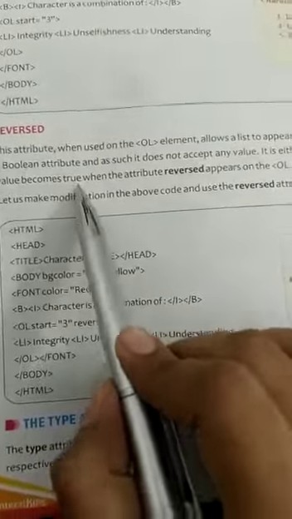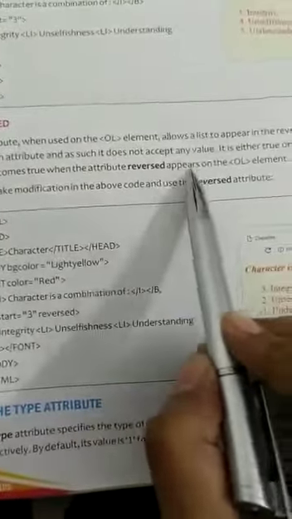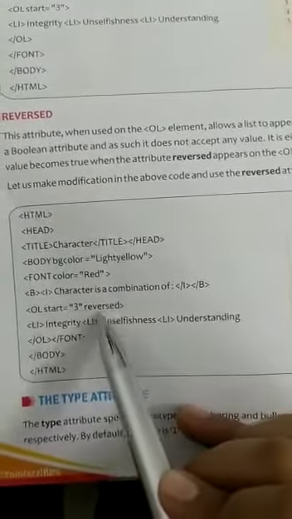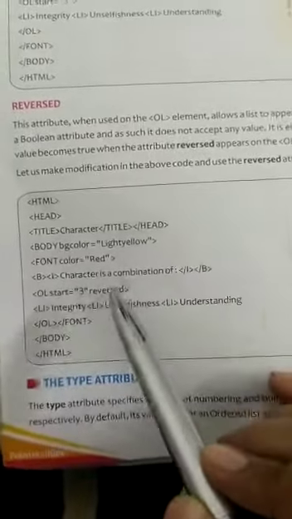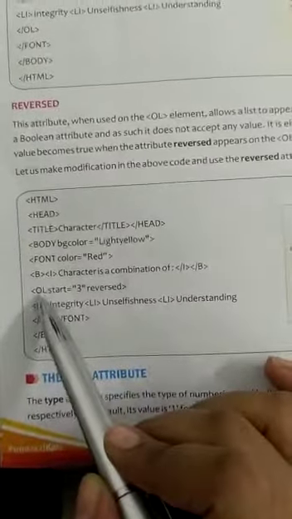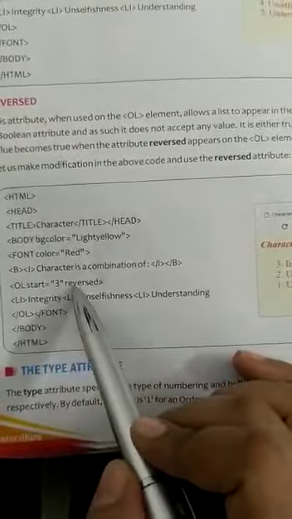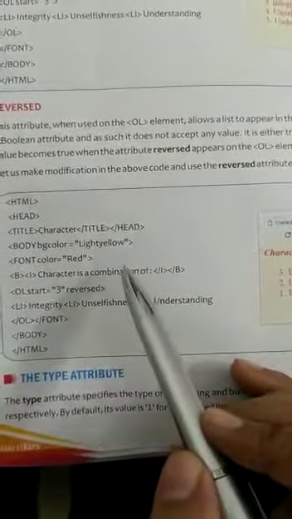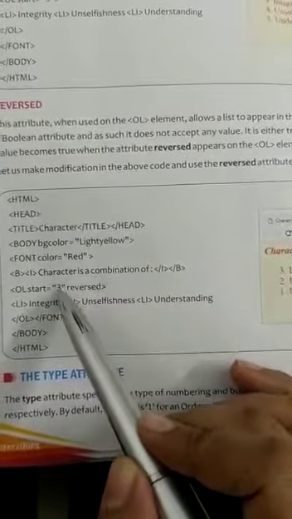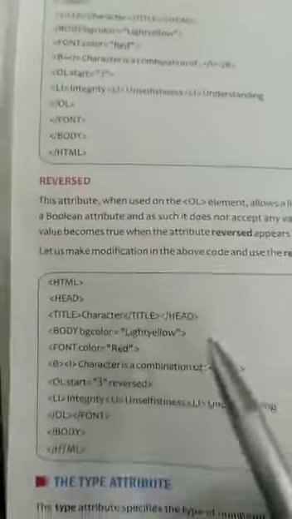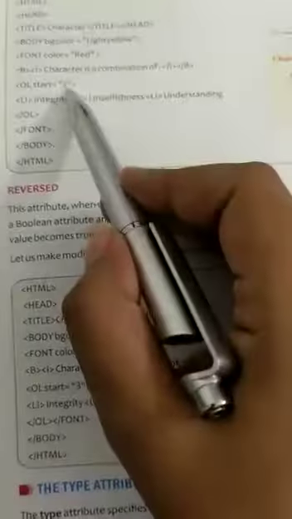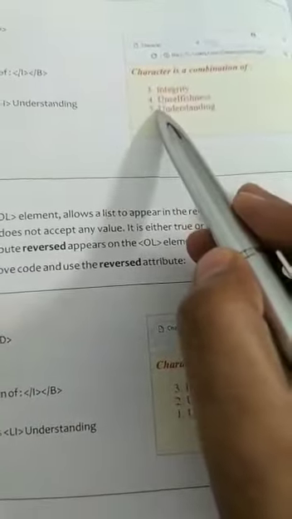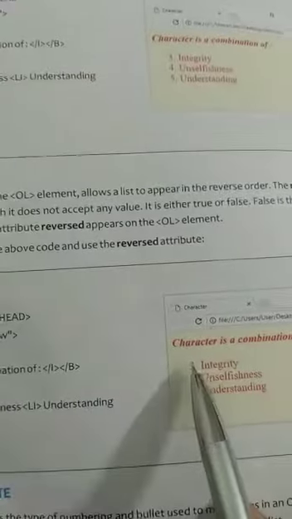the value will become true when the attribute reversed appears on the OL element. See here, reversed is written. It will become true. By default its value is false, and when this attribute appears on the OL element, then its value will become true and it will be executed, and the list will start from 3, 2, 1. Here 3, 4, 5. Only the difference between these two programs is in the OL element we write here reversed. Here reversed is not written. So it starts from 3, 4, 5 numbering, and here reversed 3, 2, 1.